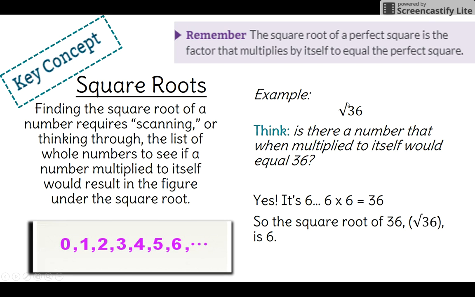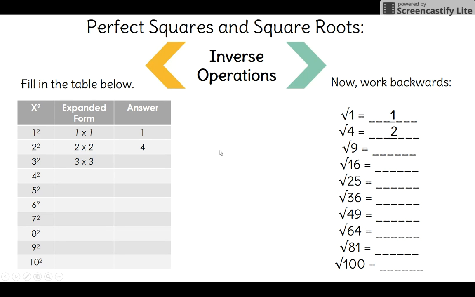One example of a square root is the square root of 36. So we're thinking to ourselves, is there a number that when multiplied by itself would equal 36? Well, yeah, 6. I can multiply 6 by 6 to get 36. So we write that the square root of 36 is 6. Pretty simple there.